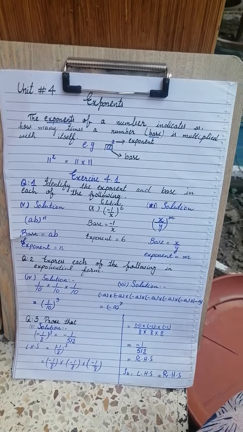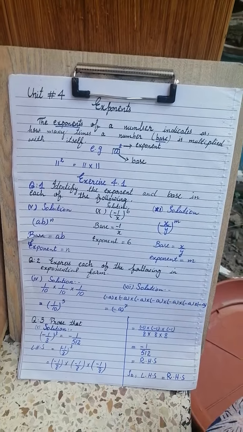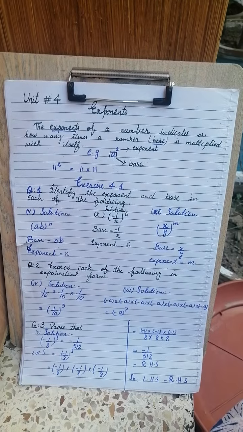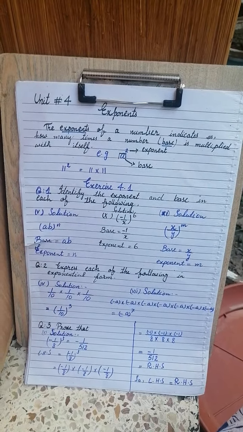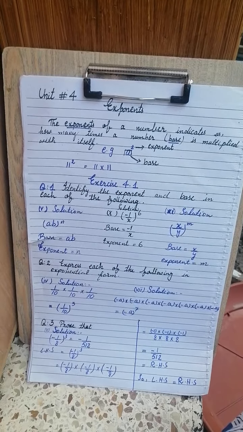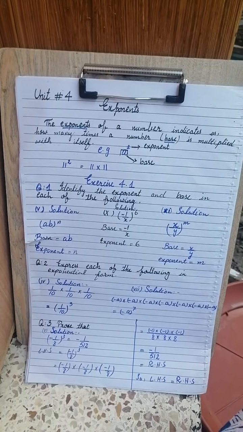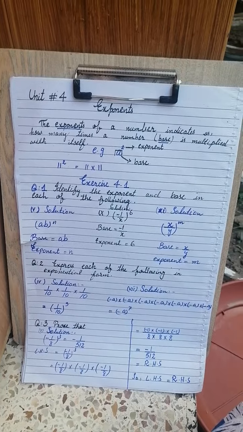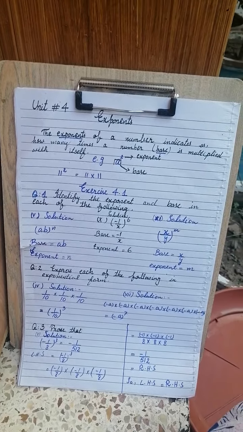So when we multiply minus 1 by minus 1, minus times minus is plus 1. Then when we multiply plus 1 by minus 1, 1 times 1 is 1, plus times minus is minus, so the answer will be minus 1. When we multiply 8 by 8, 8 8s are 64, 64 8s are 512. So this will be equal to the right hand side. Hence it is proved that the left hand side equals the right hand side.